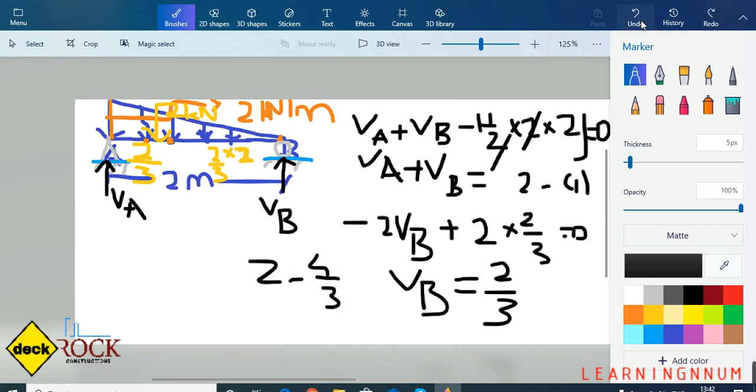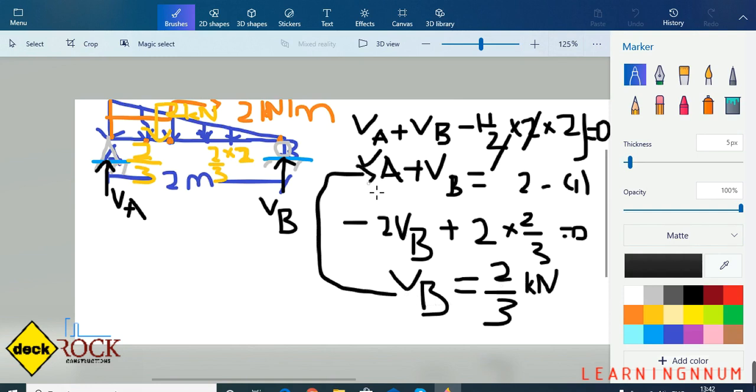So 2 by 3 is not rupees, paisa, dollars or dinar. This is kilonewtons, right? Yes, sir. So you substitute this in the first equation. How much VA would you get? 2 minus 2 by 3, right? So how much is 2 minus 2 by 3? It's 4 by 3, right? Yes, sir. So VA we got 4 by 3 and VB we got 2 by 3.